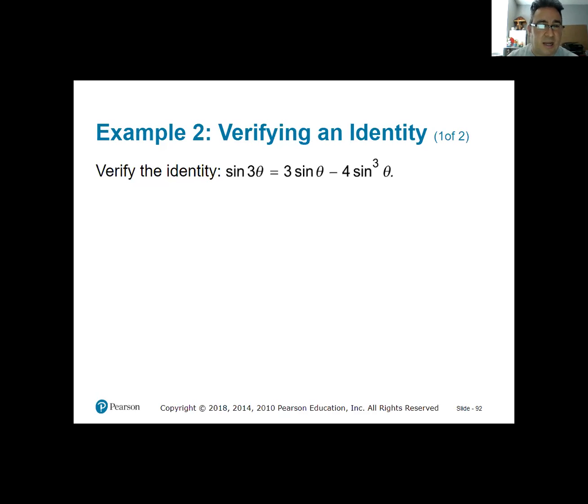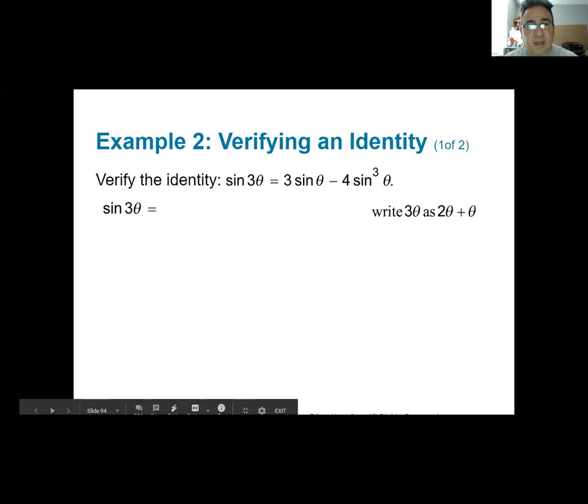We know where to start now, right? But what do we do with that? The first step is the hardest. And when you look at it, you're going to go, oh, right? So what should we do with that? Well, 3 is the same as 2 plus 1. So I can split that 3 theta as 2 theta plus theta.